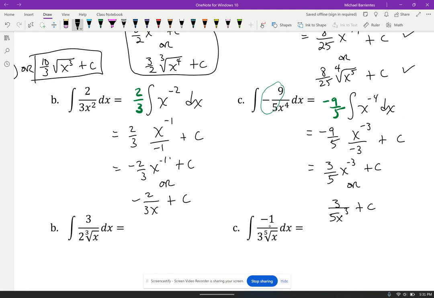I just put these two together, and I got negative 9 over negative 15, and I reduced it, and then I rewrote it without the negative exponent.